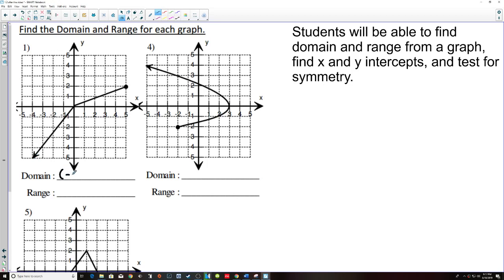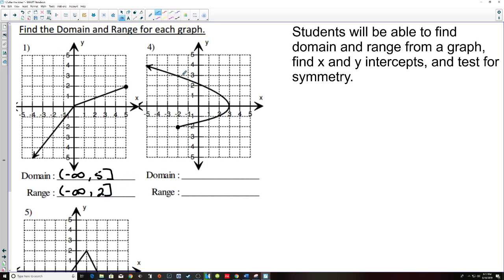So the domain for this is negative infinity, and then we'll use all the x values all the way up to 5 and including 5. Now this graph goes all the way down, so we're including the y values, negative infinity all the way up to a value of 2.